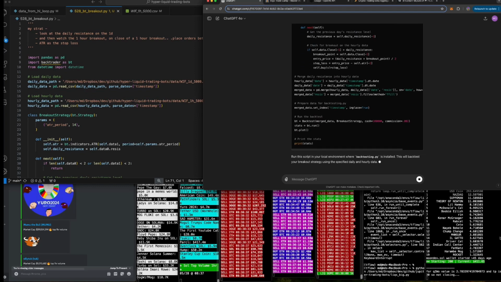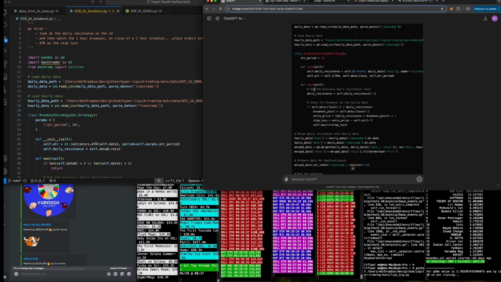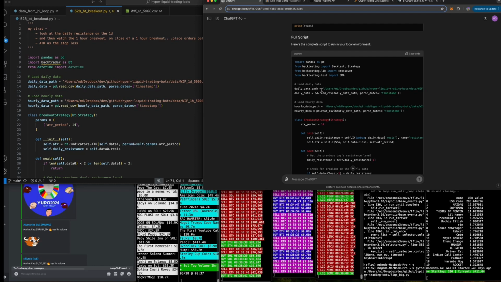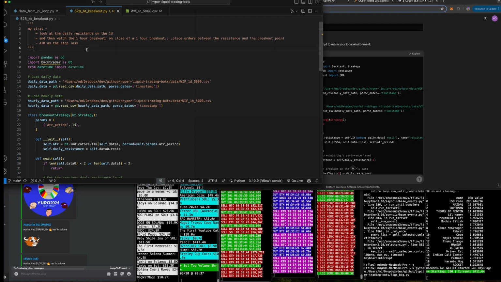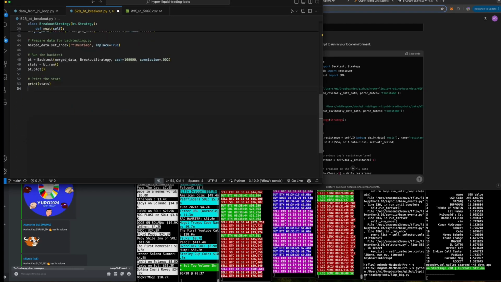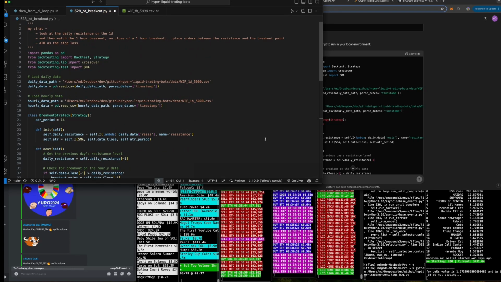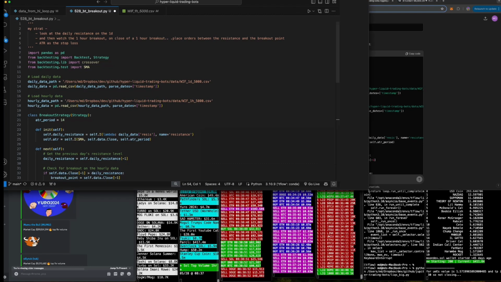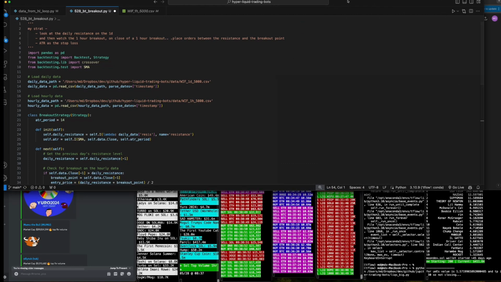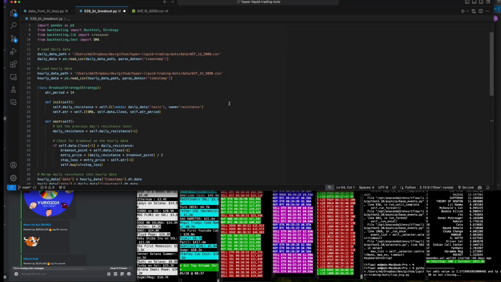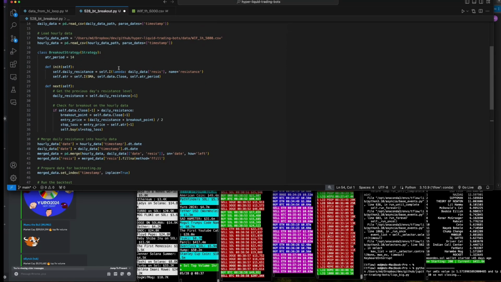That's pretty dope. I just went and got coffee in the time this did it. Okay, so breakout strategy, you can see it brings in the daily and the hourly path. Let's see how this does now. I know it's a little harder to do it with multiple data sources. It's a tricky part, but that's okay. We'll figure it out.